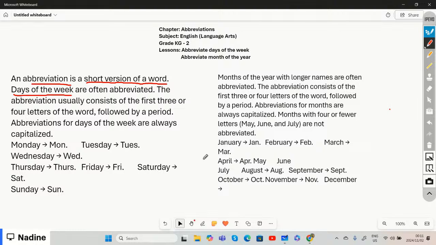All right. So days of the week are often abbreviated. The abbreviation of the days of the week usually consists of the first three letters of the word, which is the day of the week, or it can be four letters of the word depending, and then it is followed by a period.